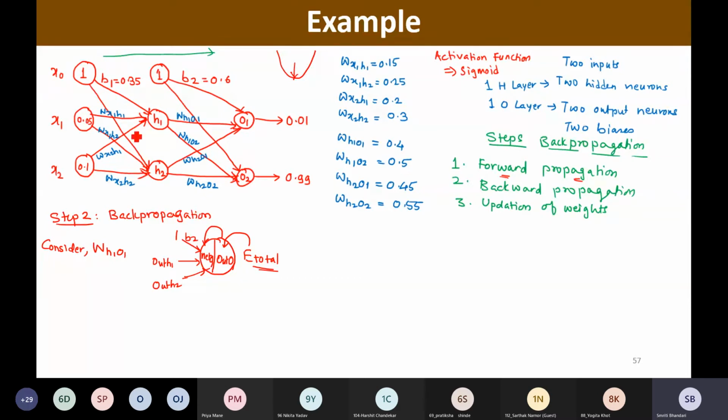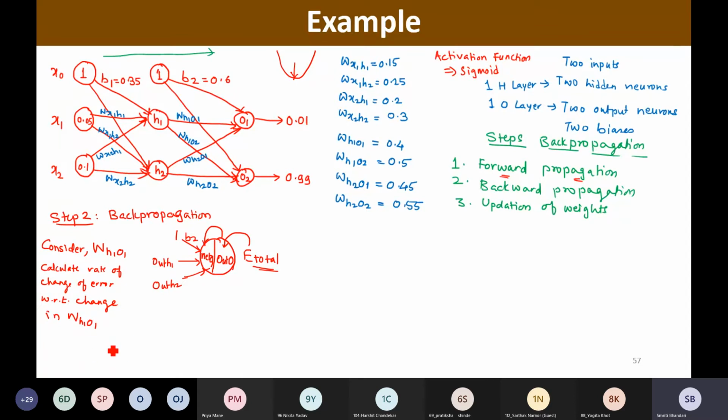So every weight needs to be updated. I'm describing only the process of updating this one weight. The same process needs to be applied for every weight. So what I'm going to do next is calculate the rate of change of error with respect to change in this weight WH1O1, right?